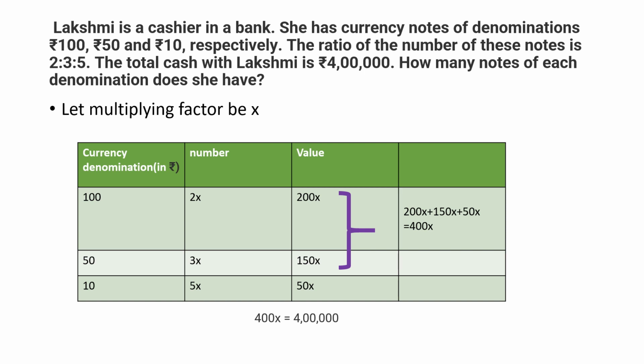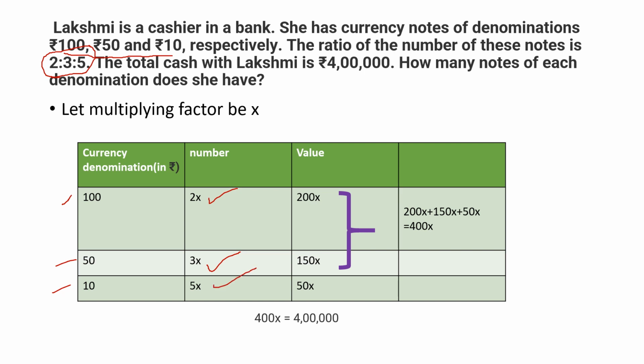Next is, Lakshmi is a cashier in a bank. These are notes problems, or currency problems. She has currency notes of denominations 100, 50 and 10. Again I have used the table method. In one column I have written the denominations 100, 50 and 10. Next they are saying that these are in the ratio 2:3:5. So suppose the multiplying factor is x, that means these are 2x in number, these are 3x in number and these are 5x in number.